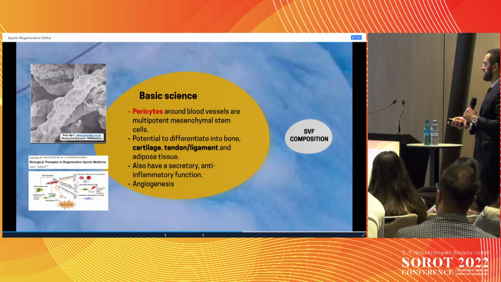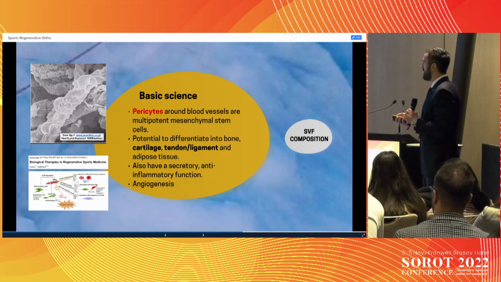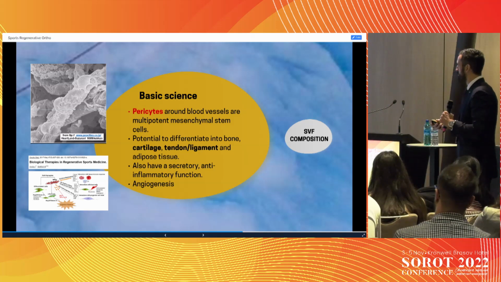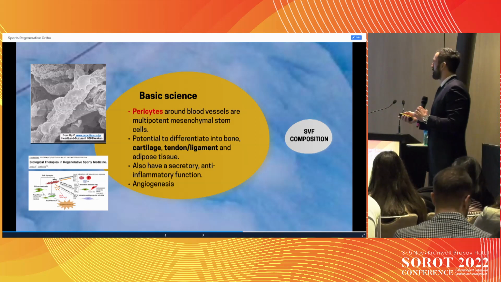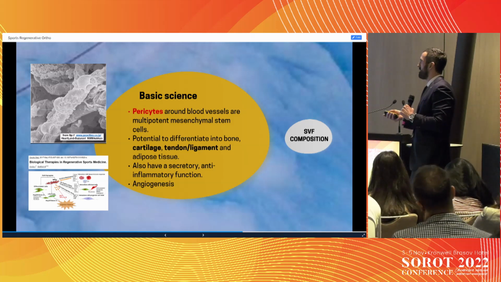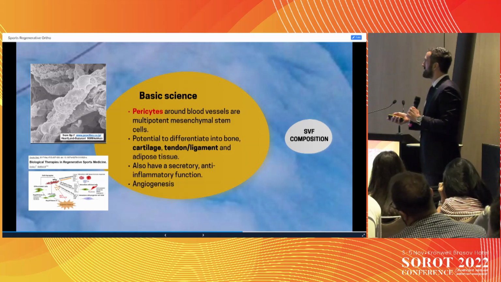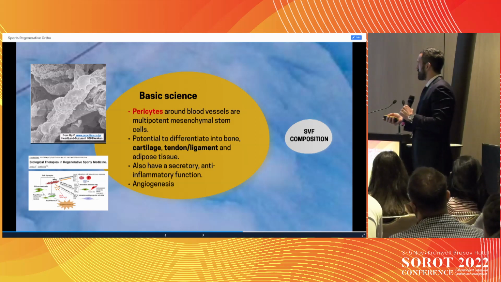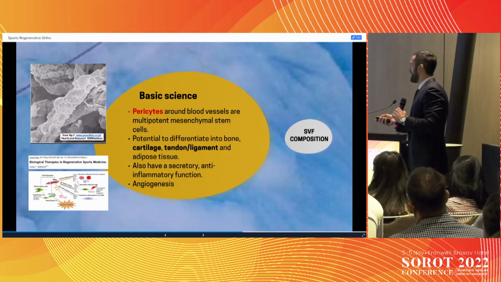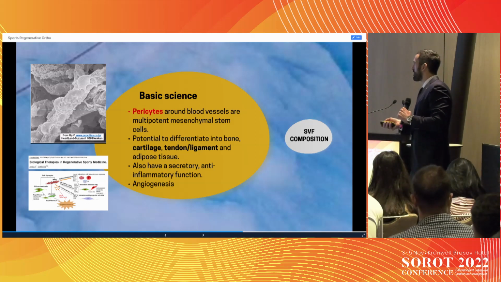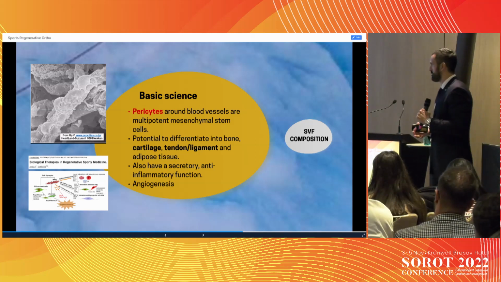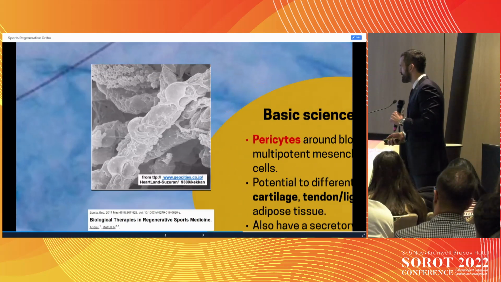Basic science behind it. Pericytes surround blood vessels in all of our body. Pericytes around blood vessels are multipotent mesenchymal stem cells. This is the electron microscope image of it. They have a potential to differentiate into bone, cartilage, tendon or ligament, and adipose tissue. They also have a secretory anti-inflammatory function, and they can provide angiogenesis.